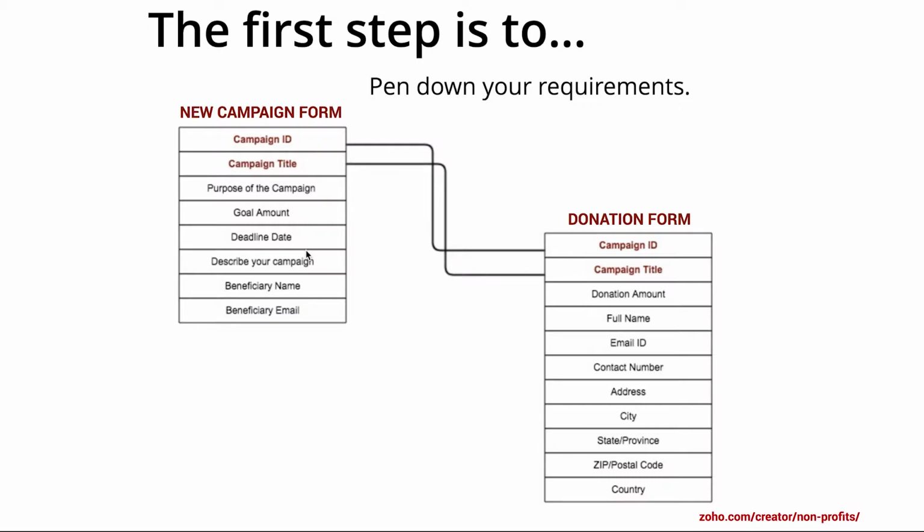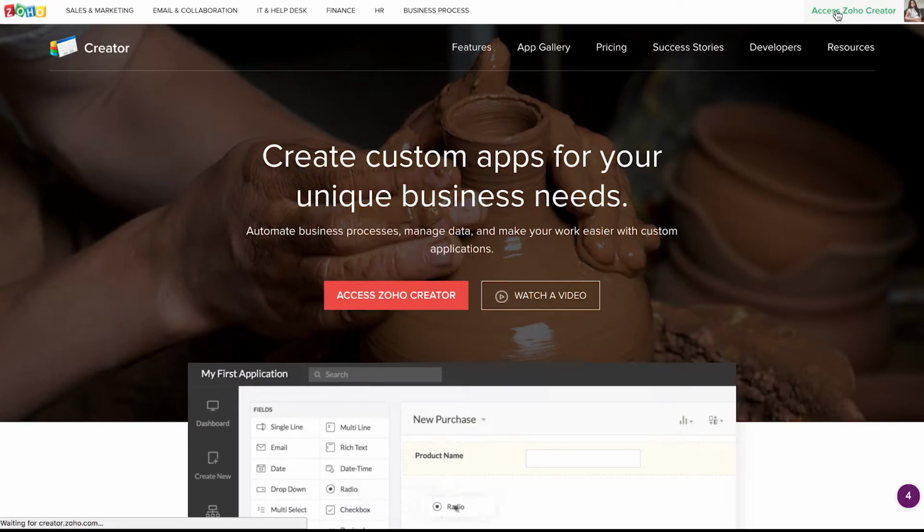Next, we have the donation form. The donation form will also have 2 fields, the campaign ID field and campaign title field. These 2 fields allow you to create a relationship between these 2 forms. I will explain later how this works. And we would also have the remaining fields like the donation amount, full name, email ID, contact number, address, city, and so on. So let's quickly go back to Zoho Creator and create this application.